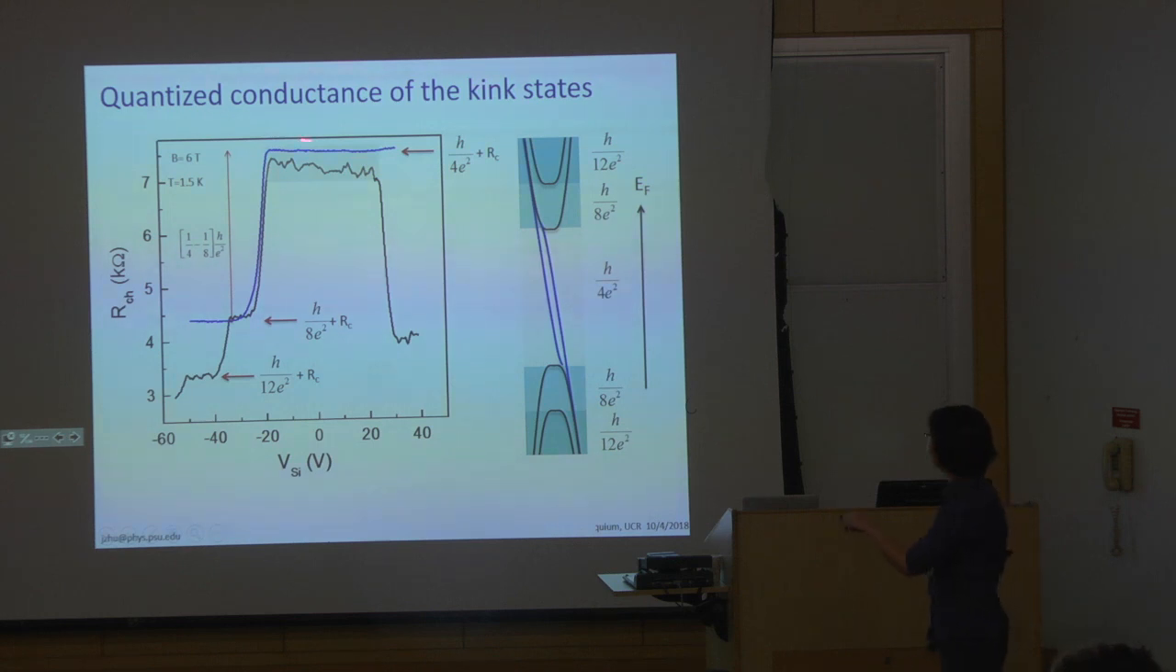Remember the 4e squared over h that I wanted to get. If you have good eyes, you probably realize this is not 6.5, but rather 7.5 kilo ohms. And each of these plateaus is modified by that same delta. And that is the contact resistance. I'm doing a 2-point measurement. I always have a contact resistance, which goes on top of all the plateaus.